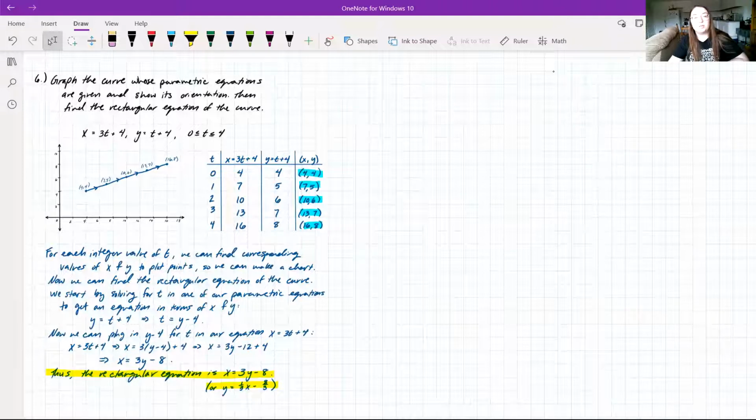So definitely a few bits that we had to work on. We had to go through actually graphing these parametric equations for the specified interval, but then going ahead and turning these into rectangular equations.